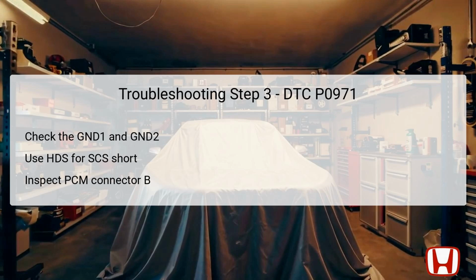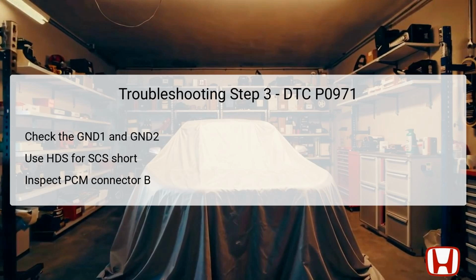For the third troubleshooting step, focus on checking for any open wires related to the GND1 and GND2 lines, which are critical grounds for the circuit. Start by setting the engine to off mode and using the HDS to jump the SCS line to ensure proper diagnostic functionality.